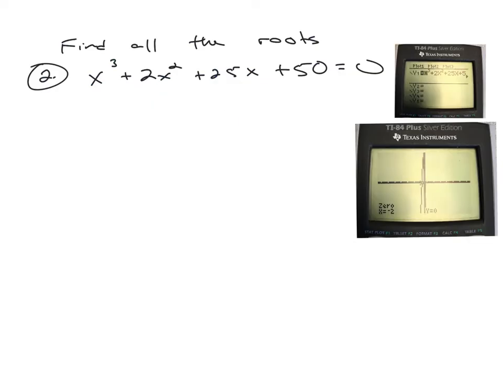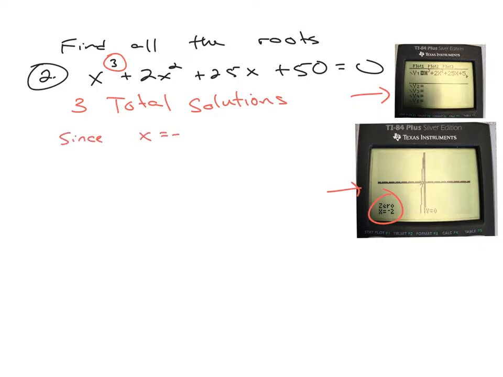Okay, next up, again, solve right off the bat. We know that there are 3 total solutions. Again, I'm working pretty quickly because I know you guys are pausing the video, rewinding, replaying. I typed that equation in, I graphed it, I saw that it only crossed the x-axis once at x equals -2. So since x equals -2 is a real solution, we are going to divide by x plus 2.